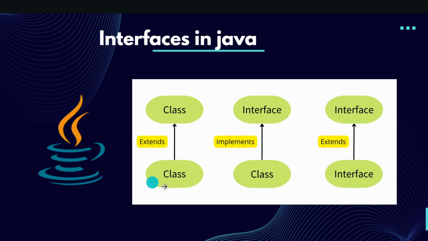If you have a class, for abstraction or inheritance, you use the extends keyword for the other class. If you want a class to use an interface, you need to use the keyword implements. For an interface and an interface, you need to use the extends keyword. I hope you know this.